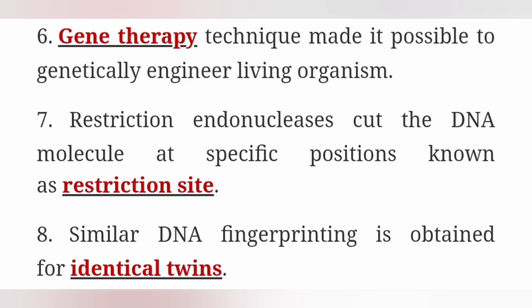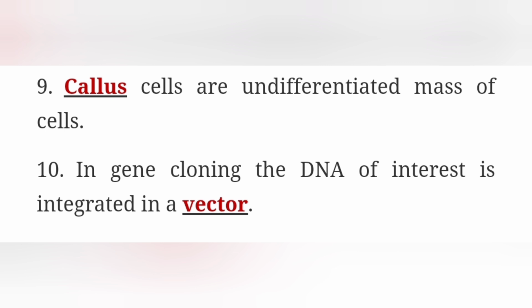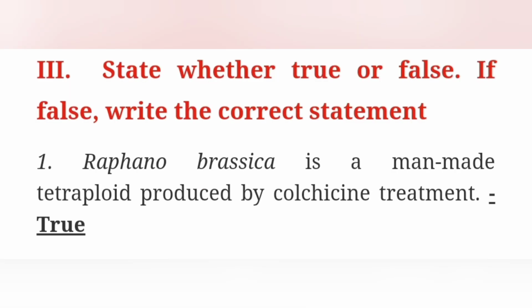Seventh one, restriction endonucleases cut the DNA molecule at specific position known as restriction site. Eighth one, similar DNA fingerprinting is obtained for dash, identical twins. Ninth one, dash cells are undifferentiated mass of cells. Answer, callus. 10th one, in gene cloning, the DNA of interest is integrated in a dash. Answer, vector.